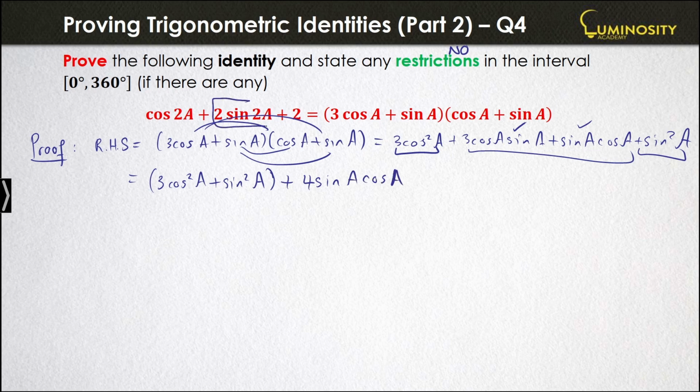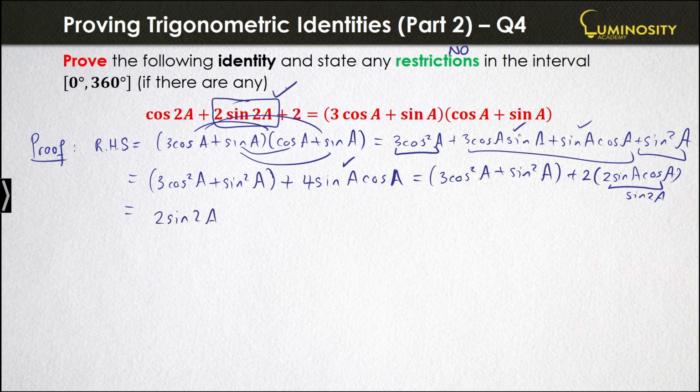On the left-hand side I need a 2 sine 2a. From my double angle formulae, I can rewrite this as 3 cos squared a plus sine squared a plus 2 times 2 sine a cos a, because that still gives you the same thing. Now 2 sine a cos a is sine of 2a. So already I have my 2 times sine of 2a term from the left-hand side, plus this other expression, 3 cos squared a plus sine squared a. So all I need is a cos 2a plus 2. If I can get that coming out of this expression, then we're done.